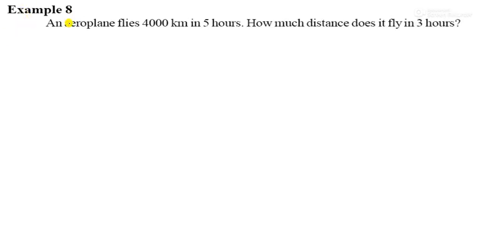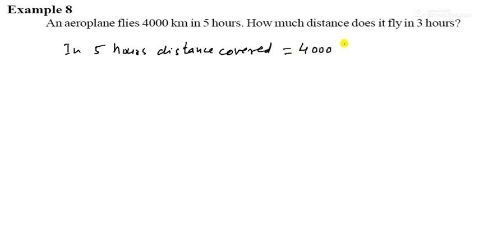Now come to example number 8. An aeroplane flies 4,000 km in 5 hours. How much distance does it fly in 3 hours? So how can we solve this? You can see here is 3 hours. So in 5 hours, distance covered is equal to 4,000 kilometer.